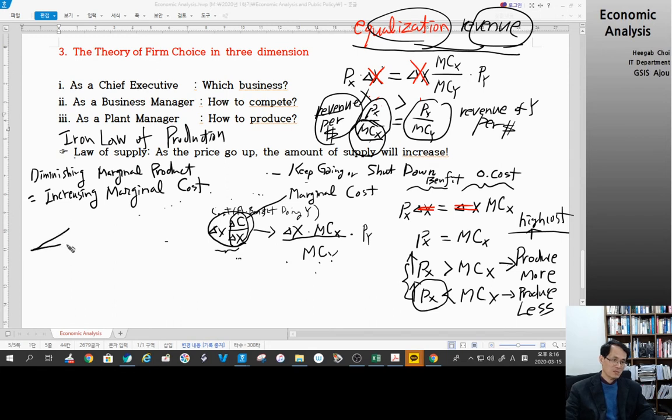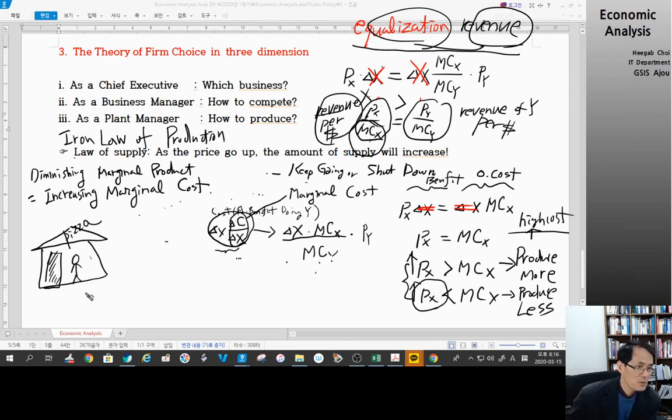Now think of a pizza house. And you have a pizza oven, and you have employees. Now suppose that you are making this pizza, and the order is increasing. What will you do? You will employ more people, right? As the orders are picking up.